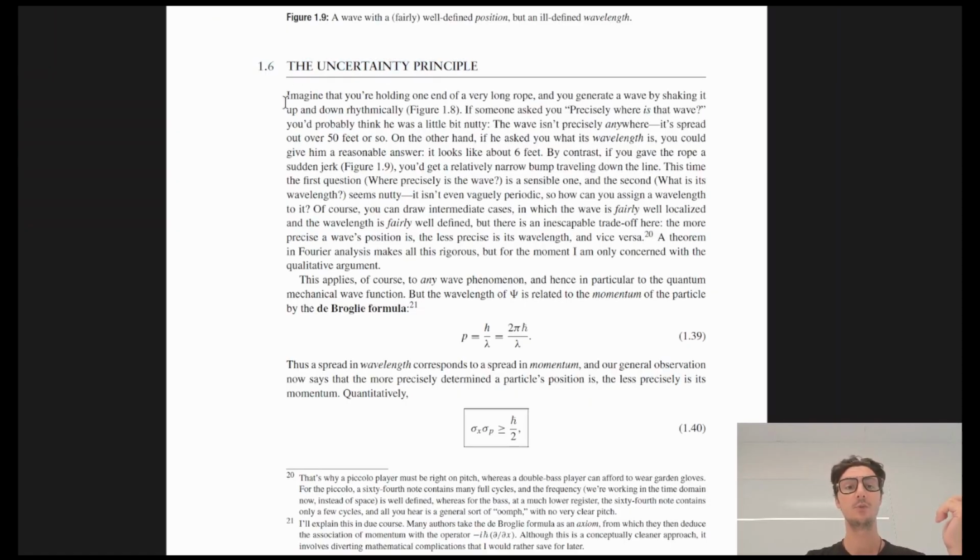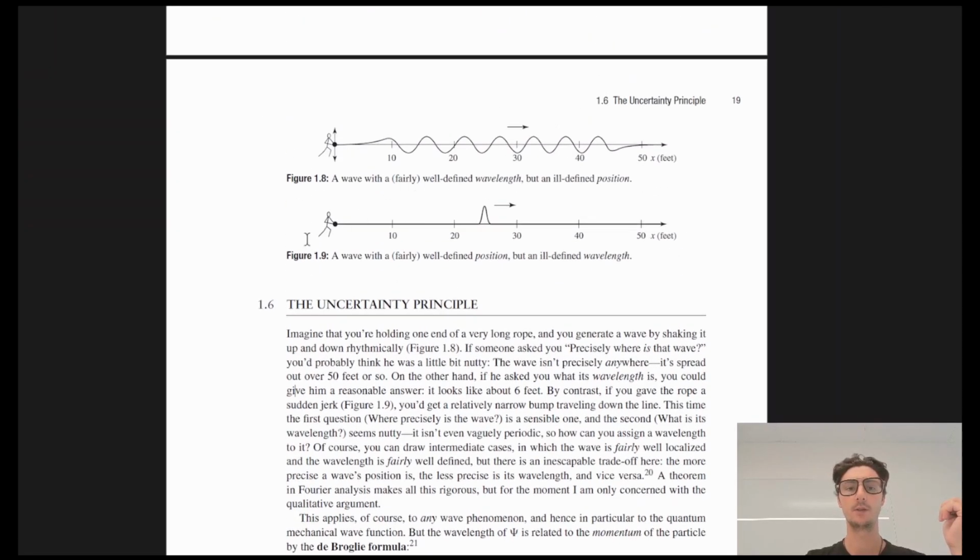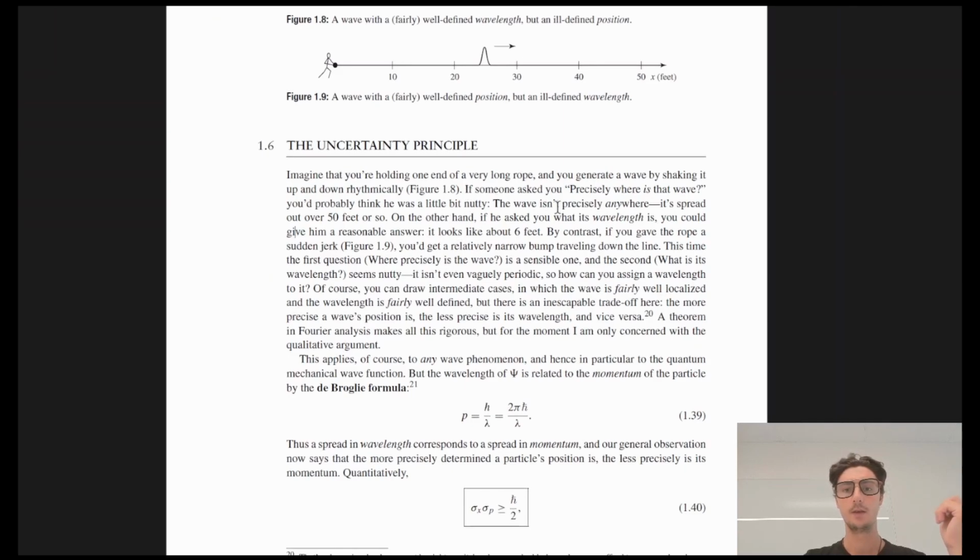1.6, the uncertainty principle. Imagine that you're holding one end of a very long rope and you generate a wave by shaking it up and down rhythmically, figure 1.8. This guy's shaking it. If someone asked you precisely where is the wave, you'd probably think he was a little bit nutty. The wave isn't precisely anywhere.